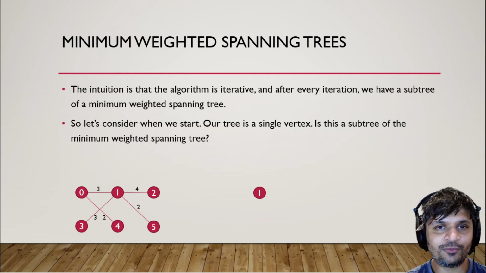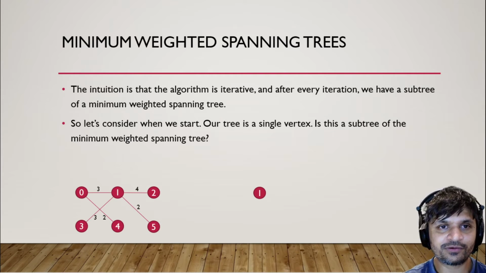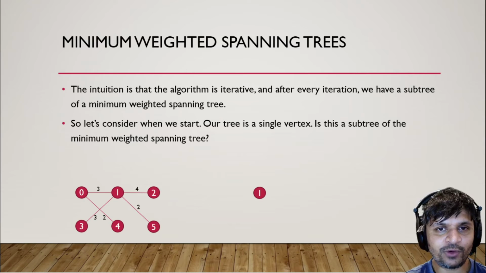Okay, so the point is that the algorithm is iterative. As we go through the algorithm, we keep building up a bigger and bigger graph, right? So what we need to prove is that every time we add something, we have a subtree of a minimum weighted spanning tree. Okay? Now, why that would work is because if we always have a subtree of a minimum weighted spanning tree and we make it bigger and bigger, eventually we have a minimum weighted spanning tree, right?